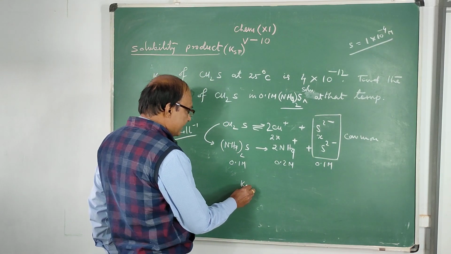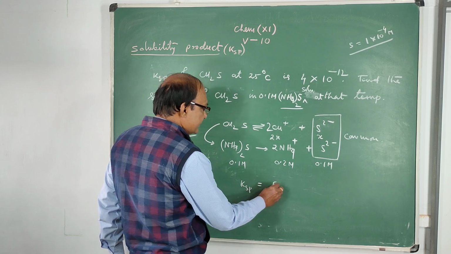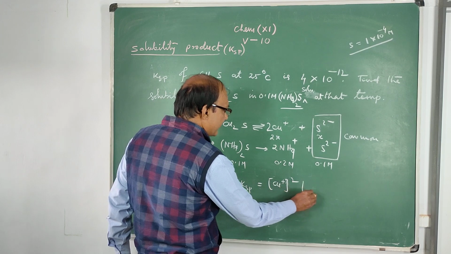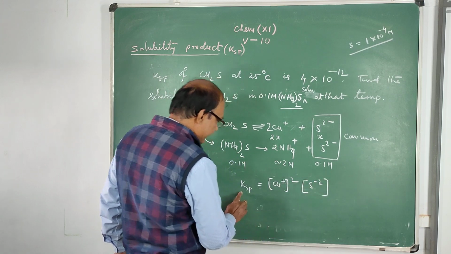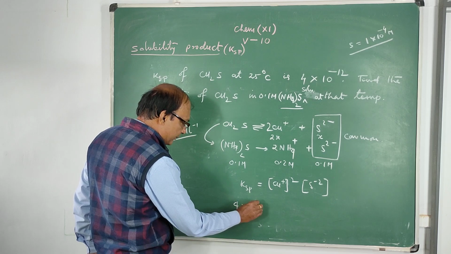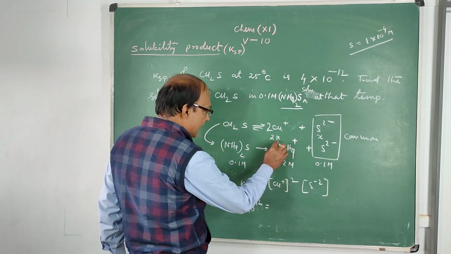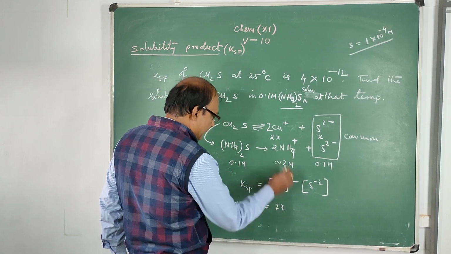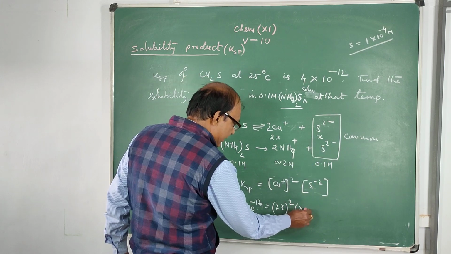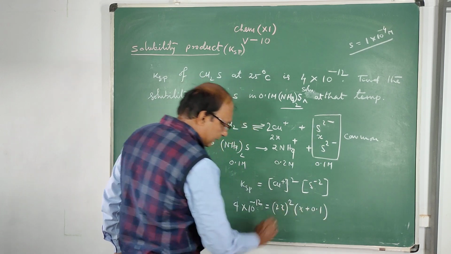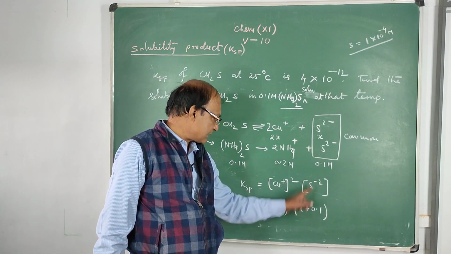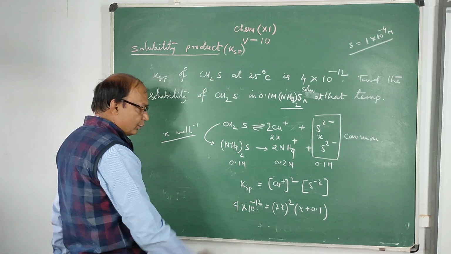Therefore, the expression of Ksp is equal to concentration of Cu plus ion to the power 2 into concentration of sulfide ion. Now see, it is given, Ksp is a constant term, it will not change. 4 into 10 to the power minus 12 is equal to 2X to the power 2 into the sulfide concentration, which is X plus 0.1. So we have written the concentration of sulfide ion as X plus 0.1. Now you have to solve it.